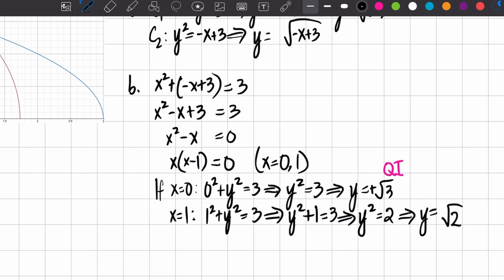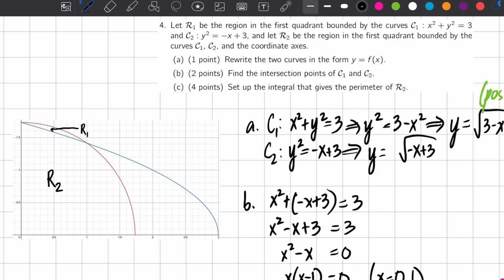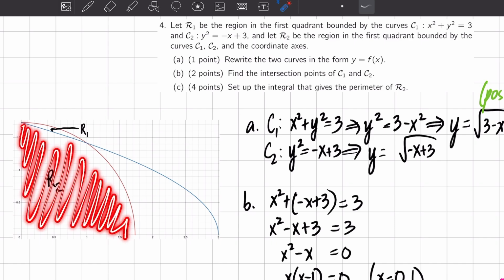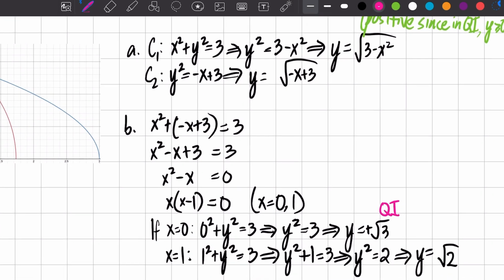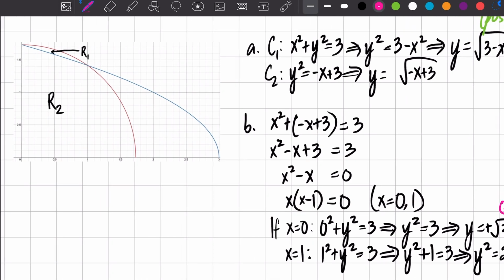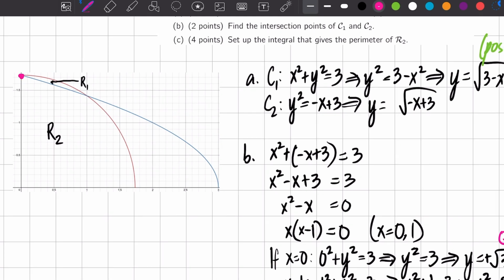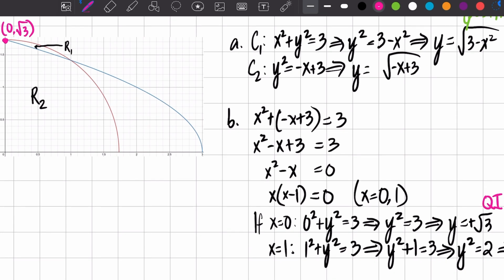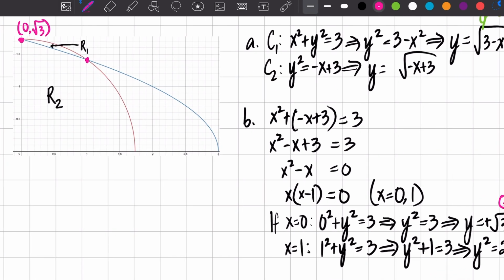Then next, let's proceed to the third problem. For the third problem, we need to set up the integral that gives the perimeter of your R2 right here. Okay? First, let's plug in our intersection points so that we don't forget them. First one, if x equals 0, y equals square root of 3, that's this one right here. So this is your (0, square root of 3). Then this one right here, another intersection point, that's (1, square root of 2).